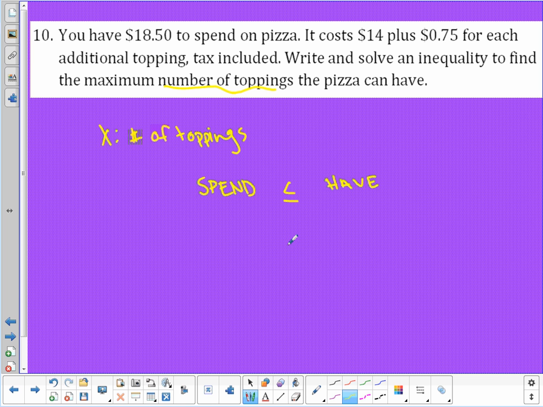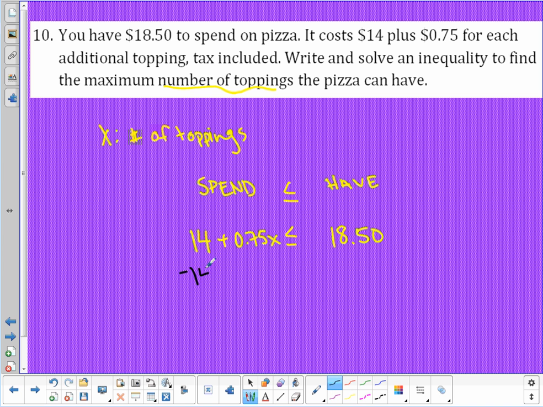All right, so you have $18.50 to spend on a pizza, so I know I can put that over here. $18.50 is what I have. On the other side, the side that I'm spending, it says it costs $14 plus 75 cents for each topping. So $14 plus 75 cents times X. So there's my inequality. Now I'm going to solve it.